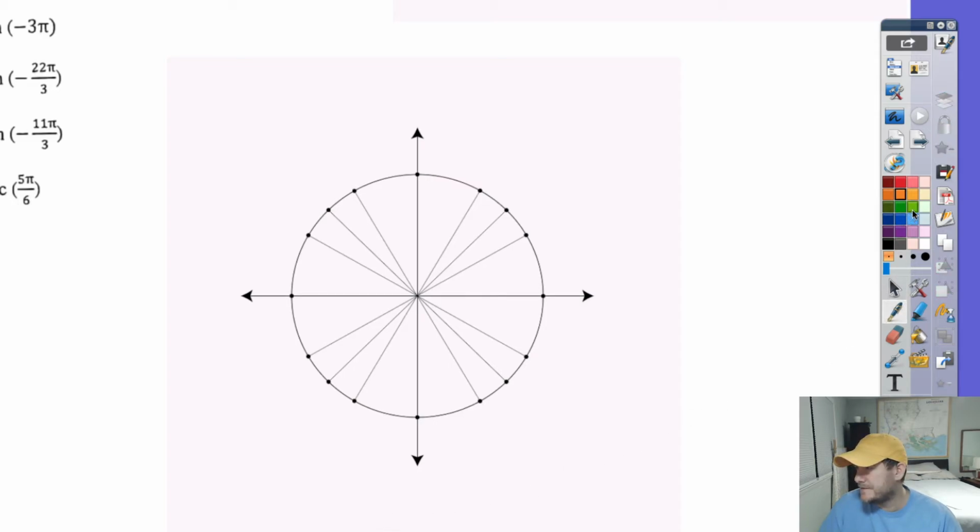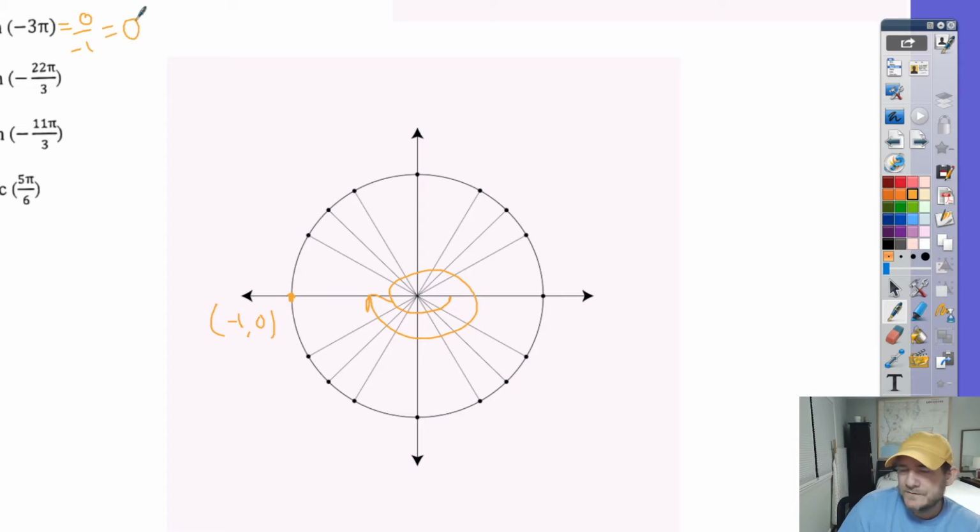All right, negative 3 pi. Well, your multiples of pi are always on the x-axis, and your even ones are always over here. It's 0, 2 pi, 4 pi, 6 pi, 8 pi. So your odd ones would be over here. This would be 1 pi, 3 pi, 5 pi. So 3 pi means I'm going backwards, and I'm landing here. I'm at negative 1, 0. So tangent here has y in its numerator, so it's 0 over negative 1. So that's 0, not undefined.